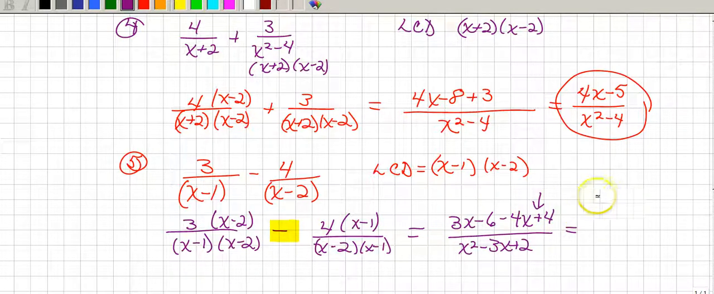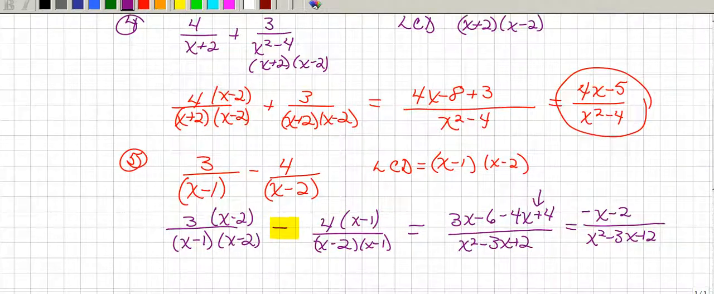At this point, all we have to do is combine the terms in the numerator. We have a 3x minus 4x, which is negative 1x, so I'll just write negative x. And then minus 6 plus 4 is minus 2. And that's all over our common denominator, x squared minus 3x plus 2.